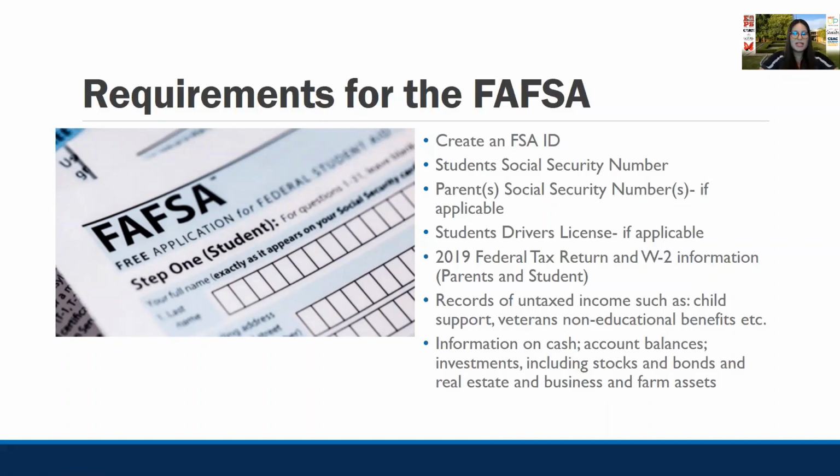We will also need the student's social security number, parent's social security number if applicable, student's driver's license if applicable, the 2019 federal tax return and W-2 information for both parents and students, records of untaxed income such as child support, veterans, non-educational benefits, etc., information on cash, account balances, investments. This includes stocks and bonds, real estate, business, and farm assets.